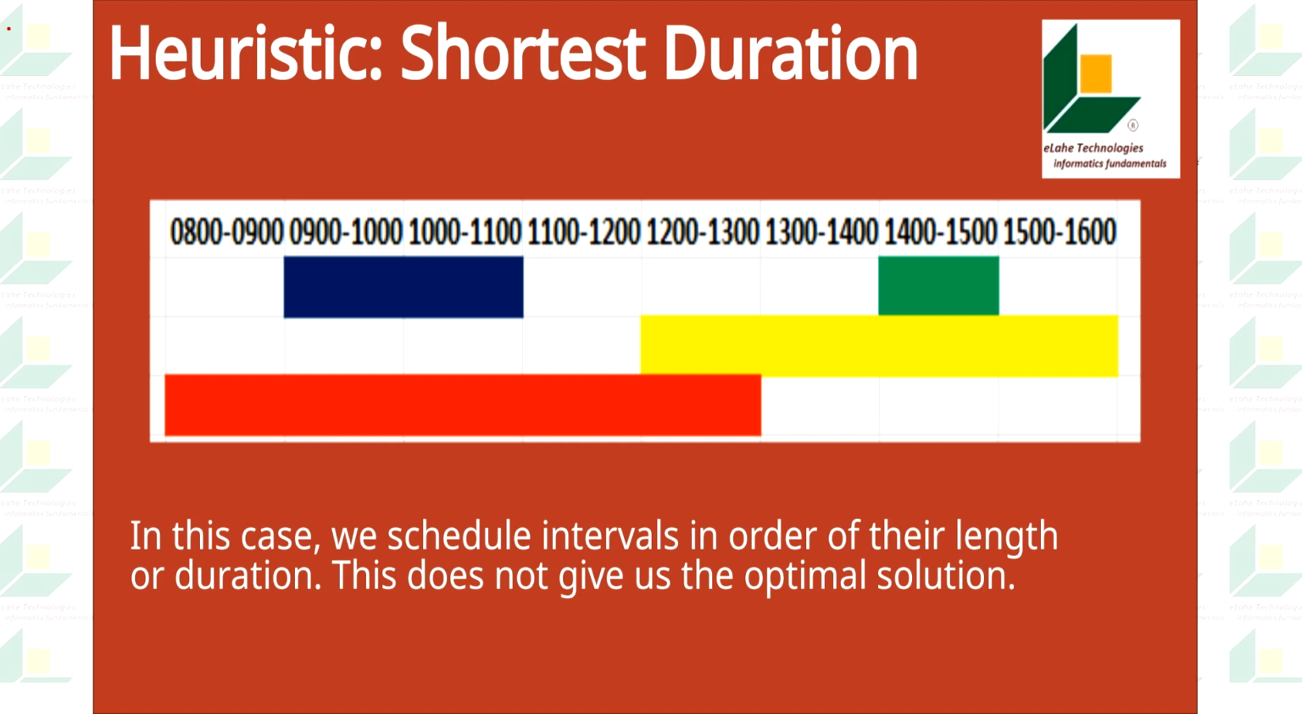Finally, the red interval is scheduled and since it intersects the blue and the yellow intervals, a third room is allocated for it. This does not give us the optimal solution.